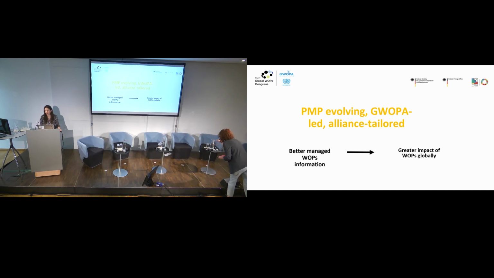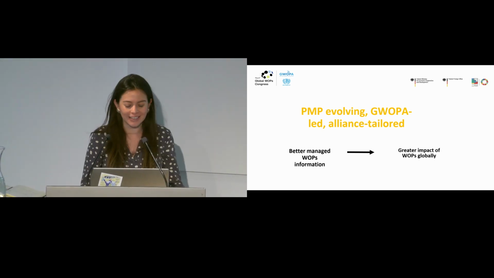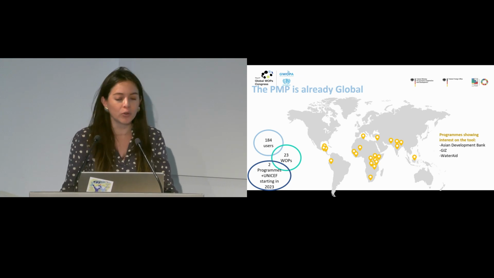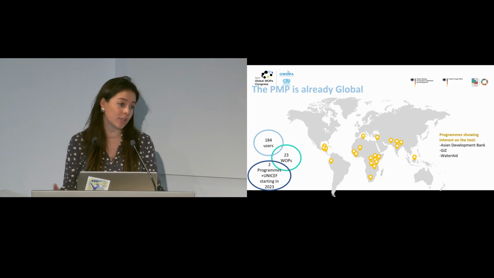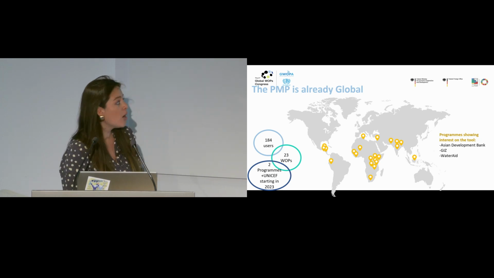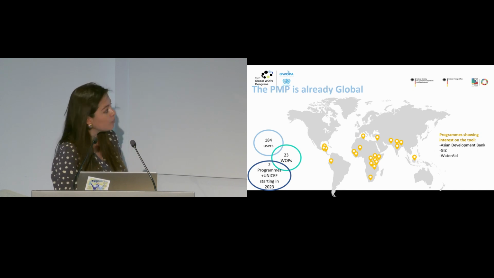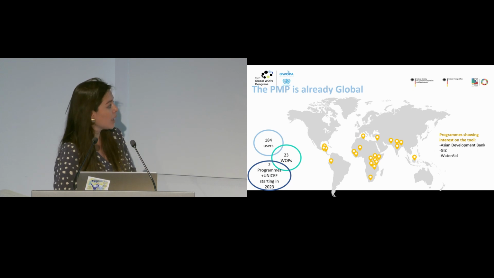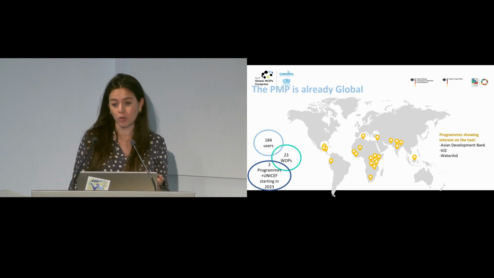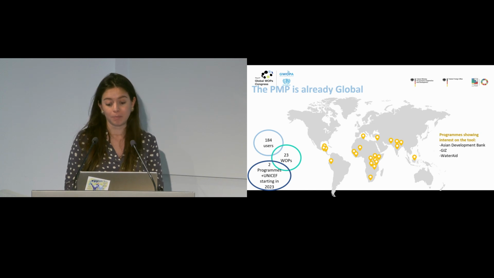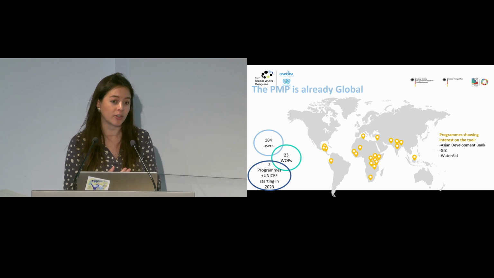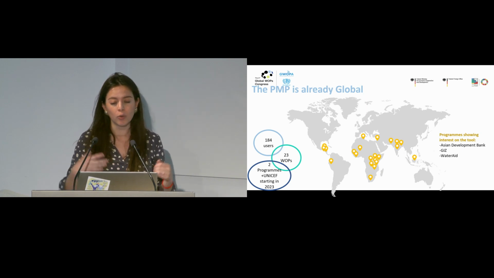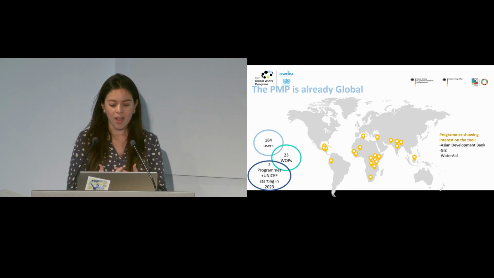And before going into the tool and giving you a sneak peek, let me just tell you a little bit about who's using the tool right now and who has shown interest from other stakeholders to use the tool. So right now we have 184 users of the tool. There are 23 WOPs that are currently being planned and monitored through the PMP. And we have 2 other programs that will be starting next year. One of them is UNICEF, who will be with their WOPs together with GWOPA, also be using the PMP. So we also have the Asian Development Bank, GIZ, and WaterAid, who have shown interest in the tool, and we will be doing demos, and we will start working together to see how we can build that relationship.